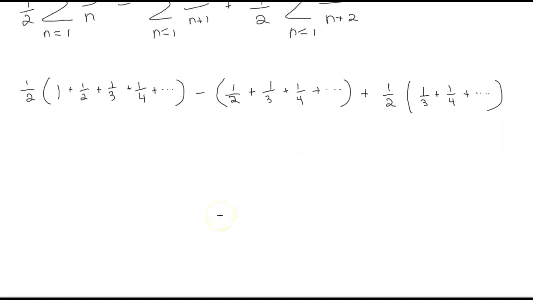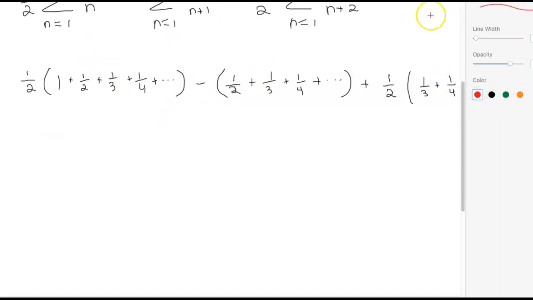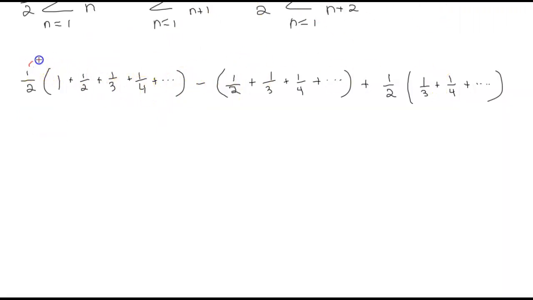Okay. So right away we can see some things are going to cancel out, right? So the first thing I would do is distribute this 1/2 just to the first two, right? And I would say, okay, that's 1/2 times 1 is 1/2, plus 1/4, right? And then it's going to be plus 1/2 times the rest of it, which is 1/3 plus 1/4 plus and so on. So that's this first guy.